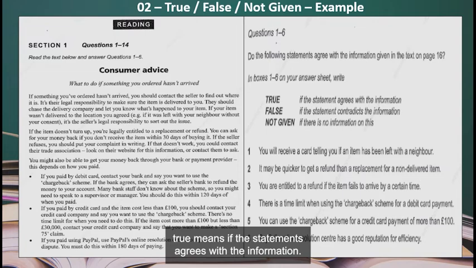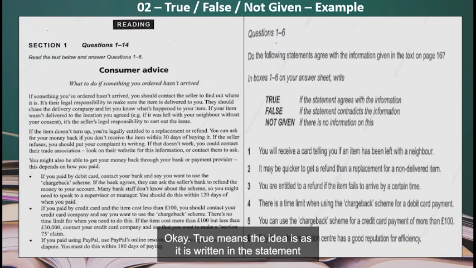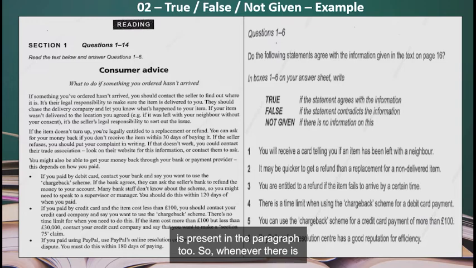True, false and not given is written in the question paper as well. True means the statement agrees with the information. True means the idea as it is written in the statement is present in the paragraph. So whenever something is true, it means that the idea is exactly matching. Okay, the second thing is false.